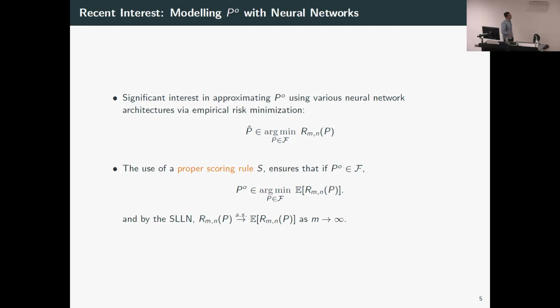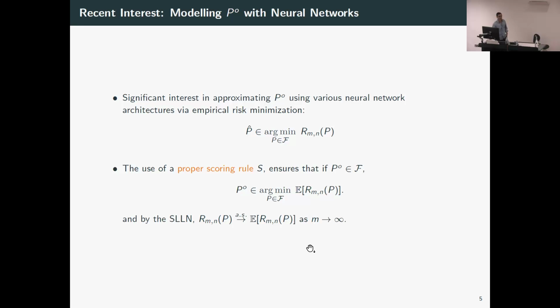The general idea is that if S is a proper scoring rule, and the true family of predictives F0 is in this class F over which we're minimizing, then P0 will be a minimizer of at least the expectation of this empirical risk. And by the strong law of large numbers, we expect the empirical risk to converge to the risk, or to this expectation, as M goes to infinity.